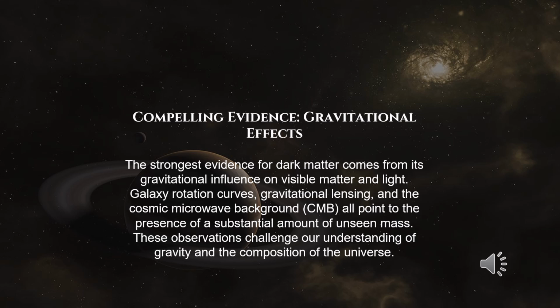Now, let's talk about some of the strongest evidence we have for dark matter. First, galaxy rotation curves. As I just mentioned, the stars on the outer edges of galaxies are moving much faster than expected, implying there is more mass than we can see. Another piece of evidence comes from gravitational lensing, which occurs when light from distant objects is bent around massive objects. This distortion of light shows the presence of unseen mass. Finally, the cosmic microwave background, or CMB, contains fluctuations that support the existence of dark matter, further solidifying its presence.